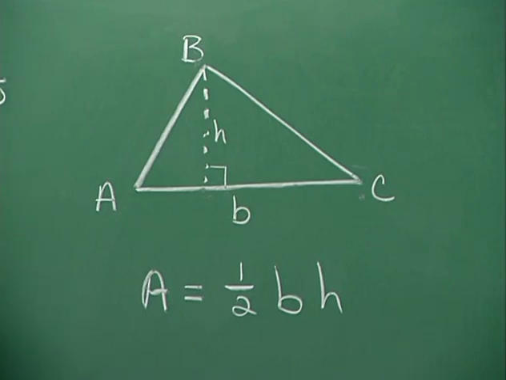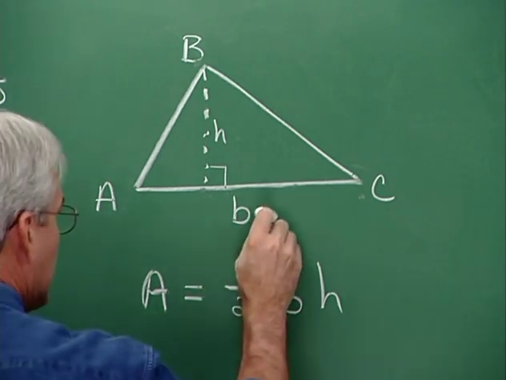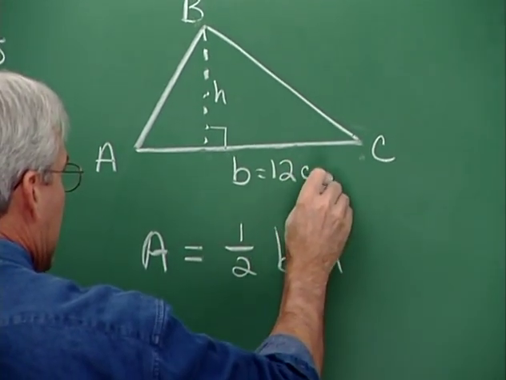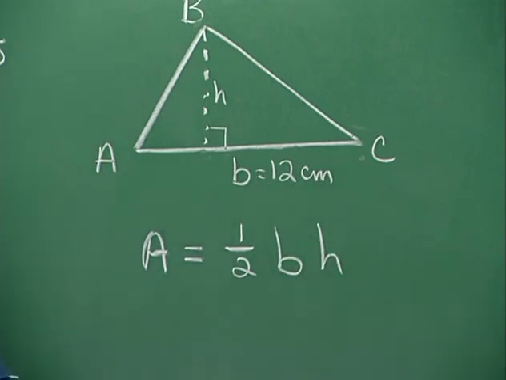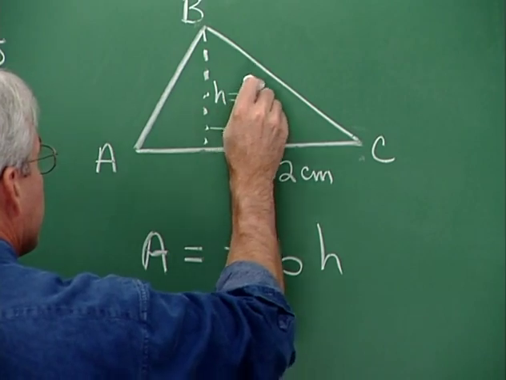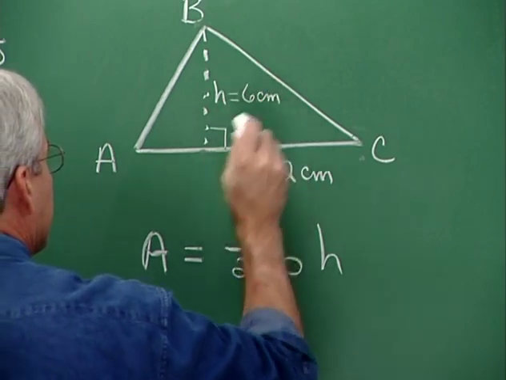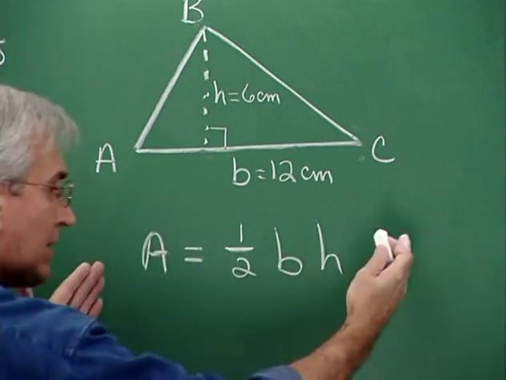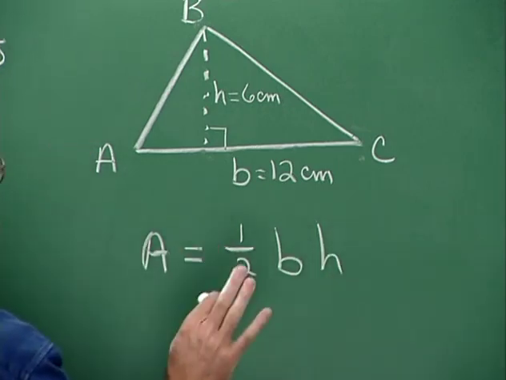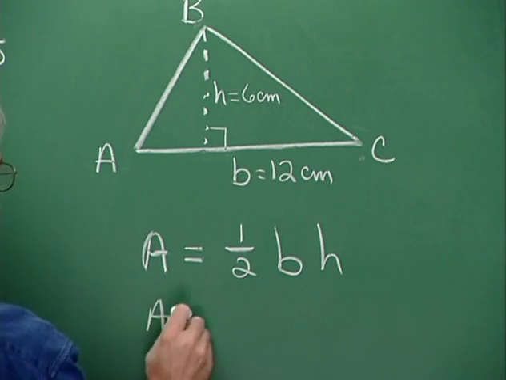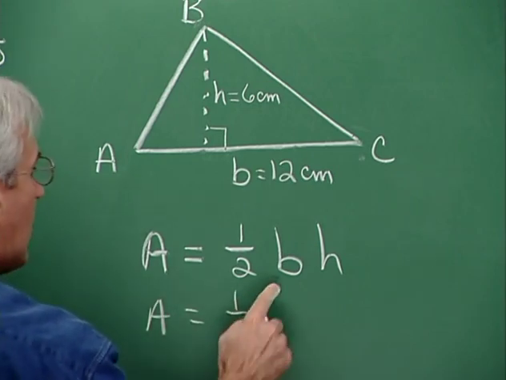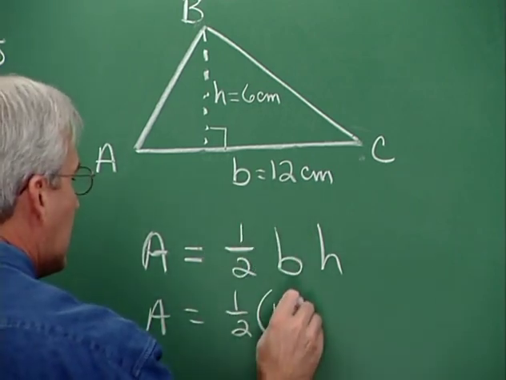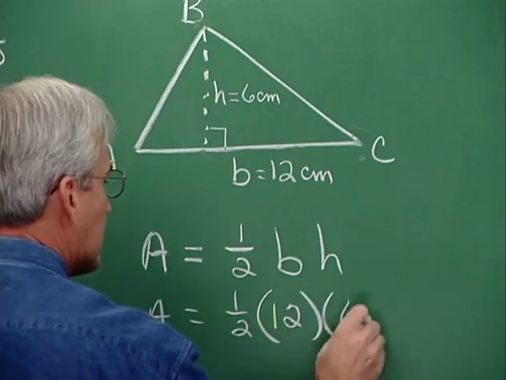So let's find the area of this triangle. Let's say that the value B is 12 centimeters. And let's say that the height turns out to be 6 centimeters. Now, with that information, we can use our formula. Remember, we write the formula down in one step and then replace letters with numbers. So we have area is 1/2, the base is 12, and the height is 6.